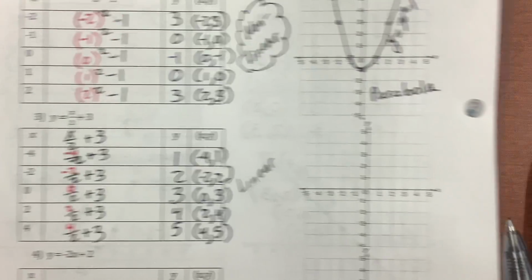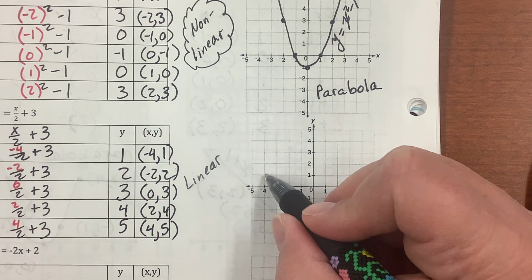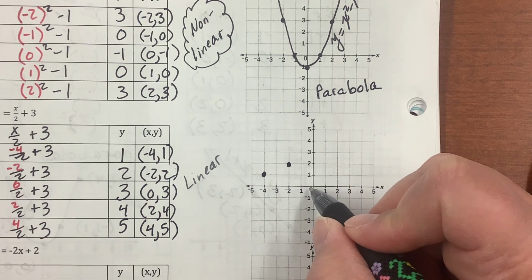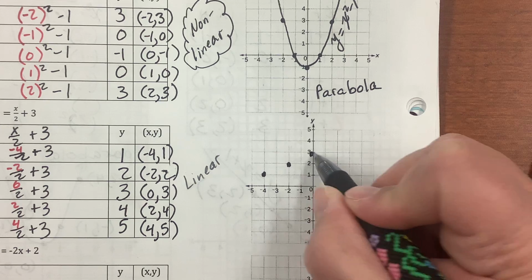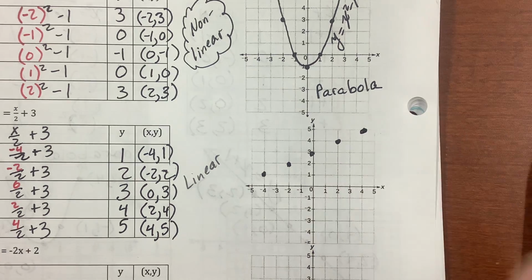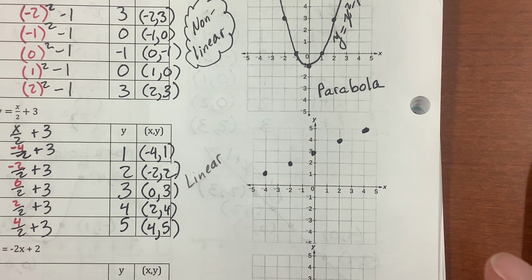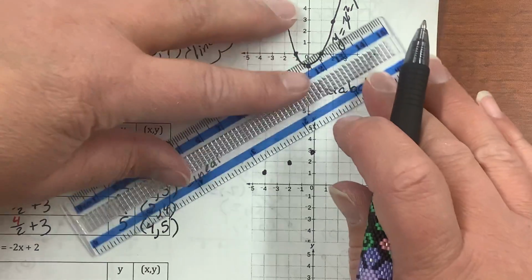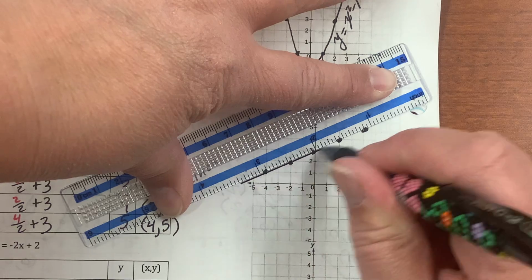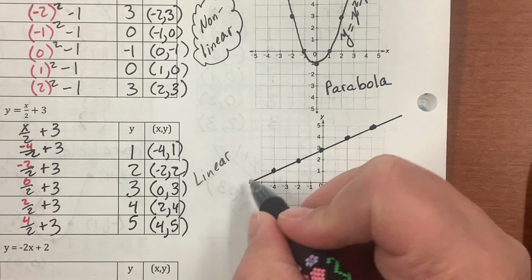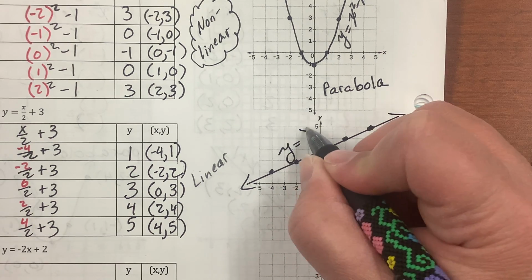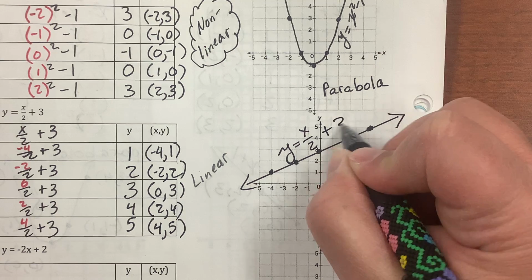Okay, and that is definitely linear. -4, +1; -2, +2; 0, 3; 2, 4; and 4, 5. Yep, perfectly linear. Connect the dots, hold the ruler nice and steady above and below the grid. Put arrows on there and write the equation. Y equals x divided by 2 plus 3.